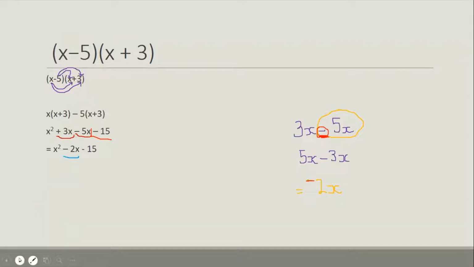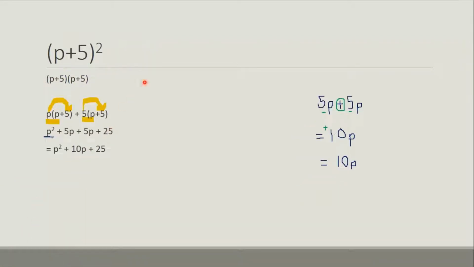Then moving on to the next number. p plus 5 in brackets, and then they put a squared. Normally when they put a number like this, it's to confuse students because they don't know what exactly they're doing. But when you put a squared, it means you multiply this by itself, 2 times.